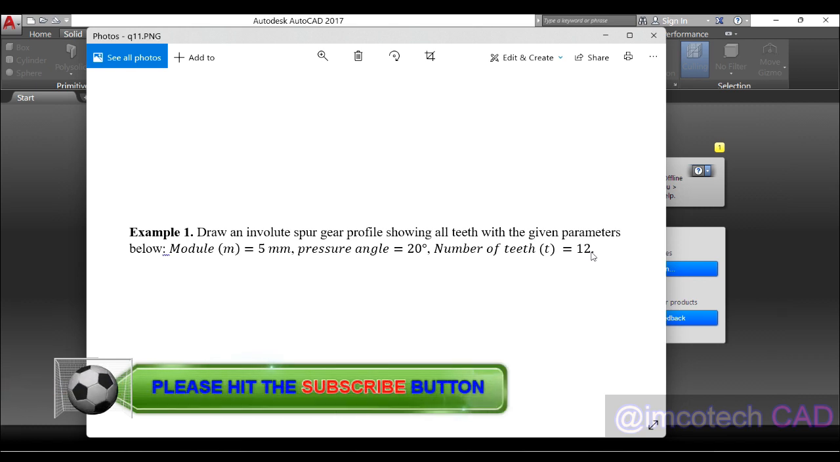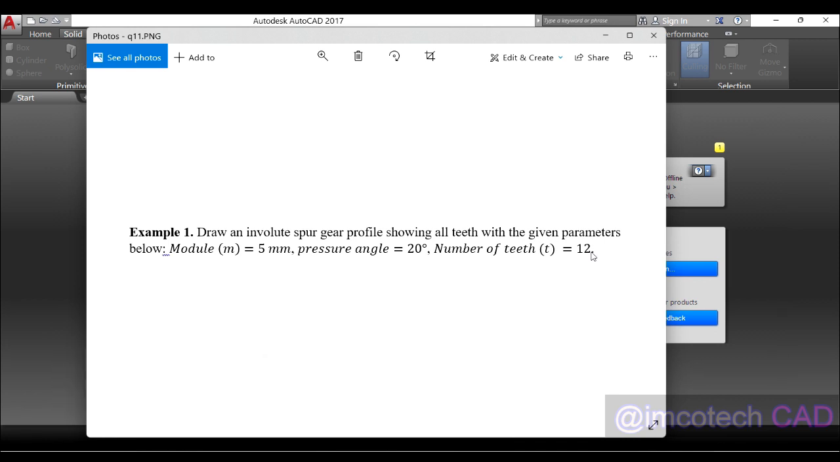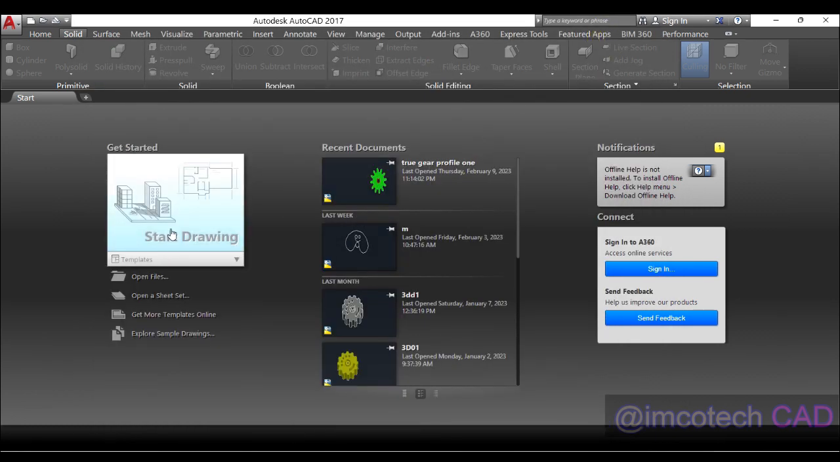And I want you to know that we are not going to be able to plot the correct tooth profile. It's going to be an approximate method. It takes a lot of calculation to plot a correct tooth profile, especially the involute will cause a lot of issues. So we're going to use the approximate method. Let's go. Start drawing.